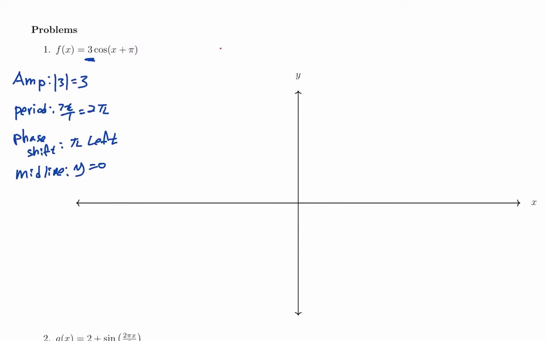Then our next step is to come up with primary points. So what are primary points? These are just key points on the graph that help us sketch the transformed function. The way we find them is to take the period of the function and always divide by 4. I'll tell you why in a second. For this example, our period is 2 pi, so 2 pi over 4 is pi over 2.